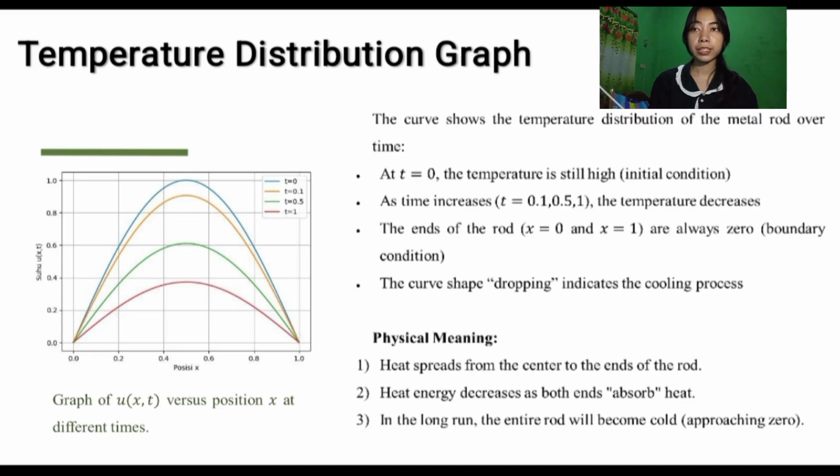We can also observe that the ends of the rod at x equals 0 and x equals 1 always remain at zero temperature. This is consistent with the boundary conditions given in the problem. The shape of the temperature curves becomes flatter over time. This means that the temperature distribution is becoming more uniform. Physically, this shows that the heat flows from the hot regions toward the colder ends of the rod. As a result, the overall temperature of the rod keeps decreasing.